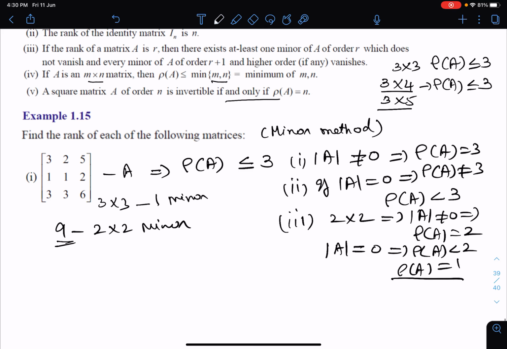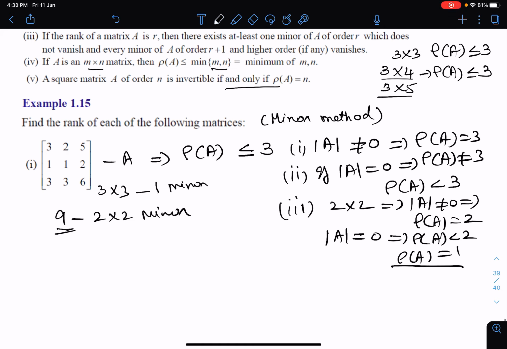So these two steps only we are going to repeat again and again. We are going to find determinant A. If it is not equal to 0, you finish the sum. If it is equal to 0, then you write that the rank is less than that order, and then you come to the next submatrix minor, which is a square matrix. Okay, we'll go into the sum now.